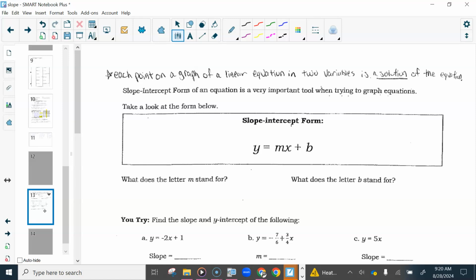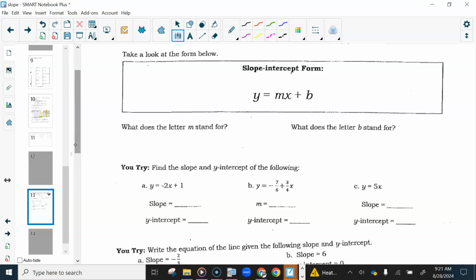Okay, so the table thing that we just did is to let you know that each point on the graph of a linear equation in 2 variables is a solution. That's why it equaled itself at the end. It makes it that true statement, that true equation. So if it works, then you know it's a point. If it doesn't work, then it's not a point. This slope-intercept form is going to be really important. We'll come back to it. Use it a lot. Use it often.